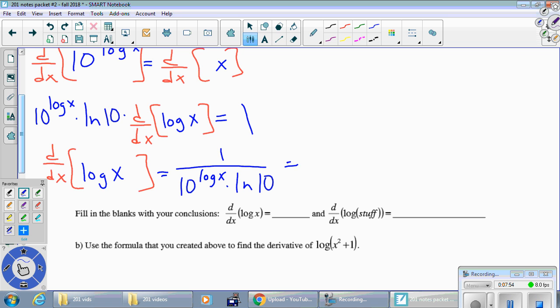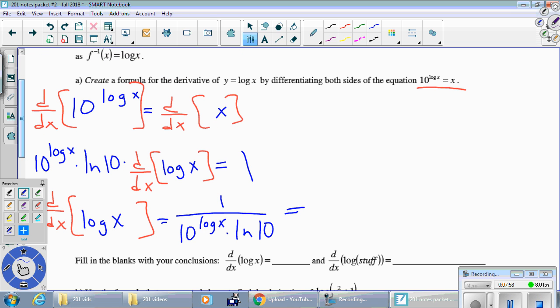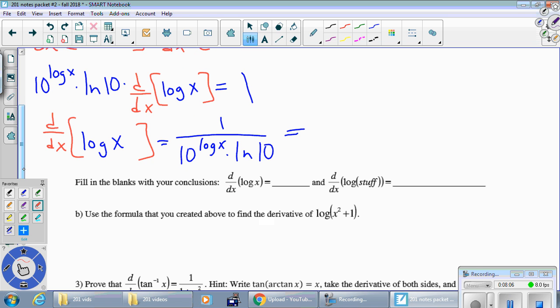And then we're just going to clean this up a little bit. We know, it's underlined in red at the top right, that 10 to the log x equals x. Well, that is right here, 10 to the log x. So that is simply x. So we're going to write our final simplified answer here: 1 over x times ln 10. So the derivative of log of x isn't just 1 over x. We wanted it to be, but it turns out it's 1 over x times the ln of 10.